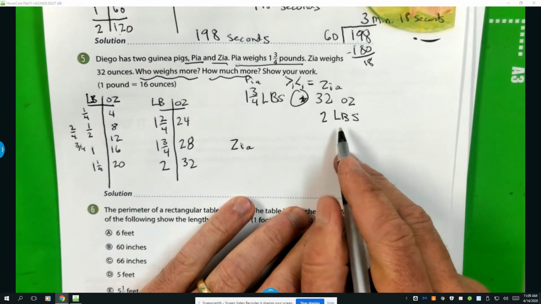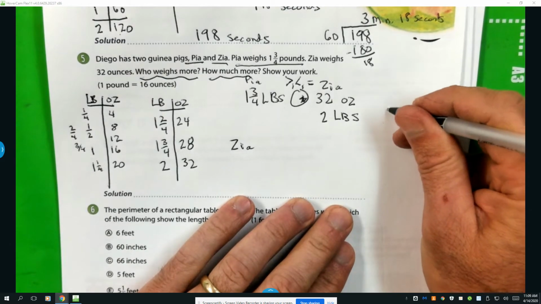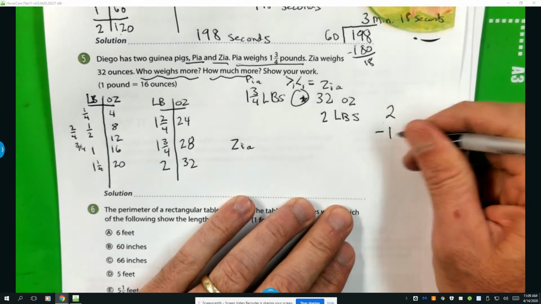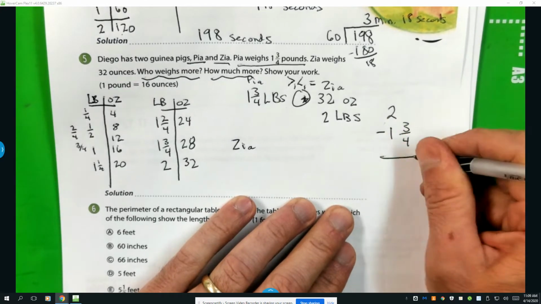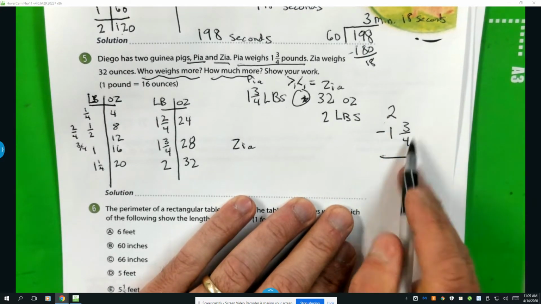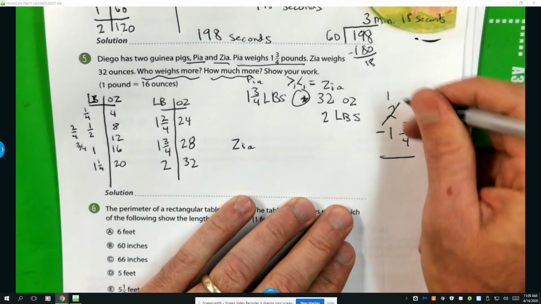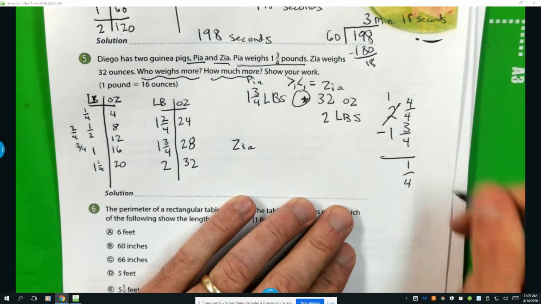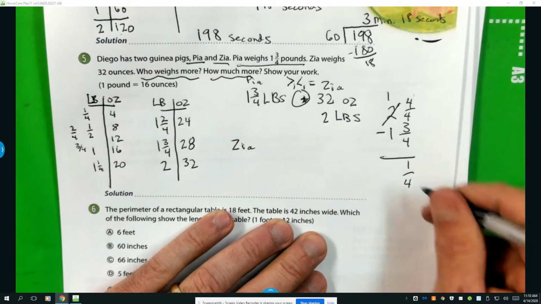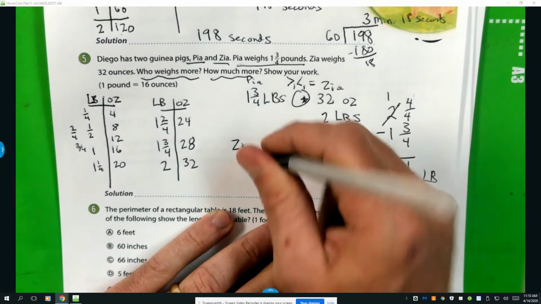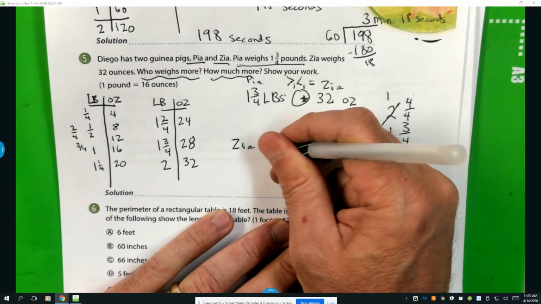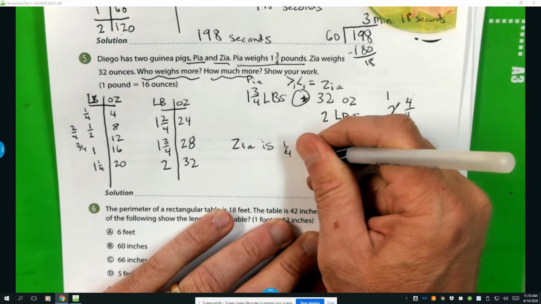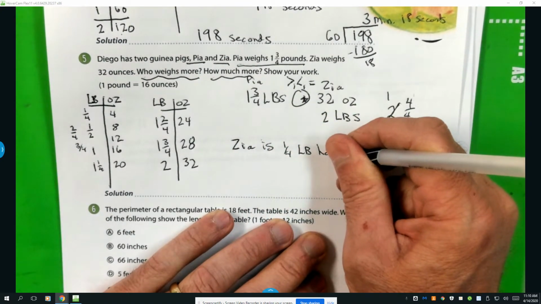So I can do 2 pounds minus 1 3/4. Okay, I cannot take away 3/4 from 0, so I'm going to make the 2 into a 1 and make this into 4/4. Minus 3/4 is 1/4, so it weighs 1/4 pound. So Zia is 1/4 pound heavier.